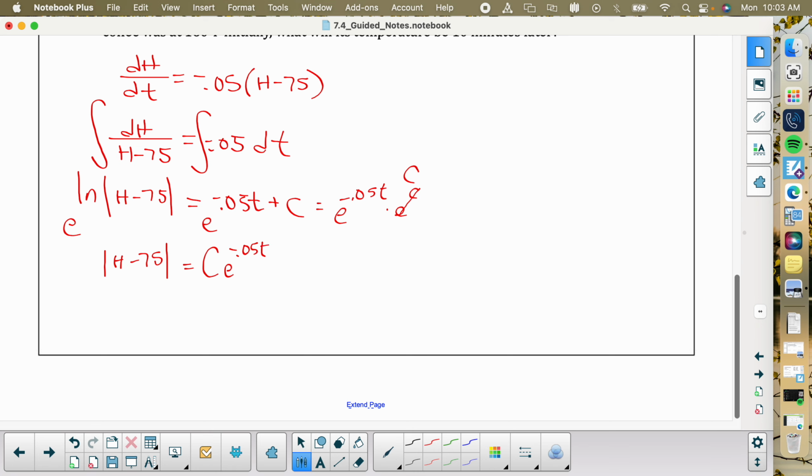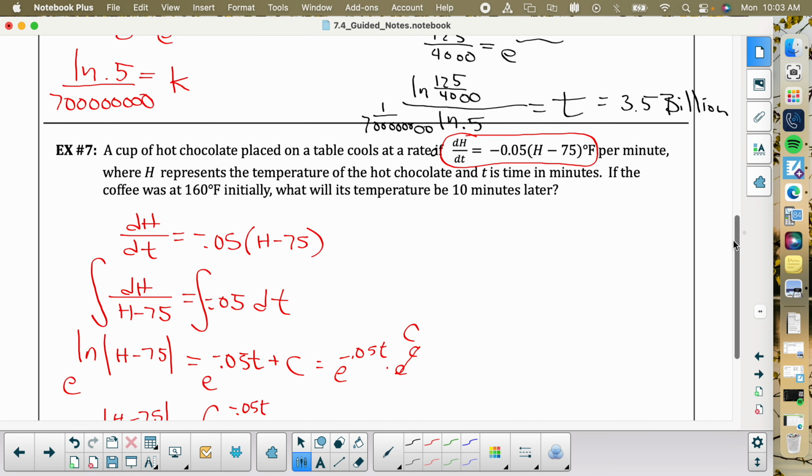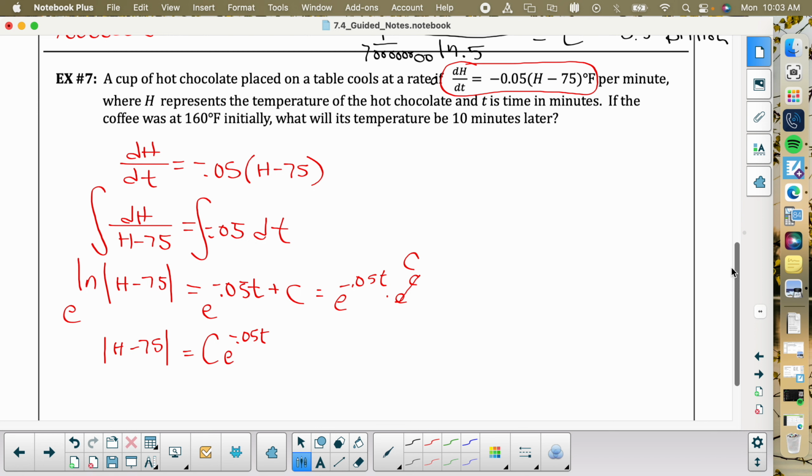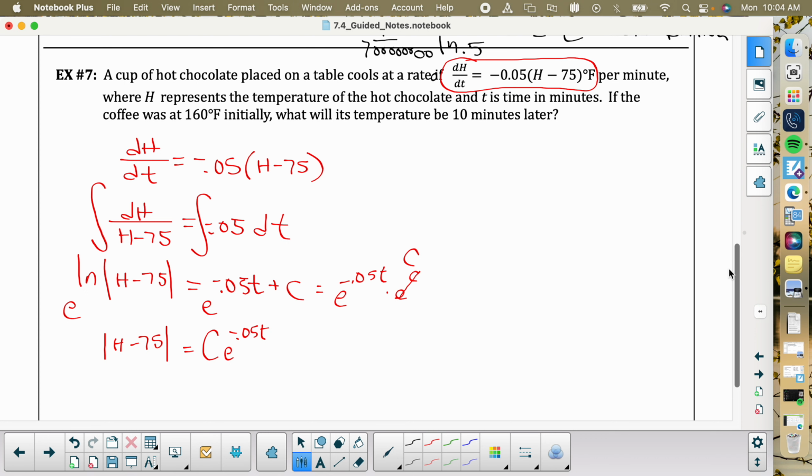Now, H, what was the food it represented? Hot chocolate, okay. Temperature of the hot chocolate and t is time in minutes, if the coffee's what? Whoa, what do you mean coffee? This must have been a coffee problem originally, and it was rewritten as hot chocolate, but then they forgot to exchange coffee.